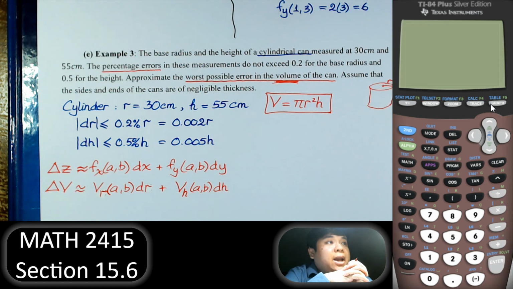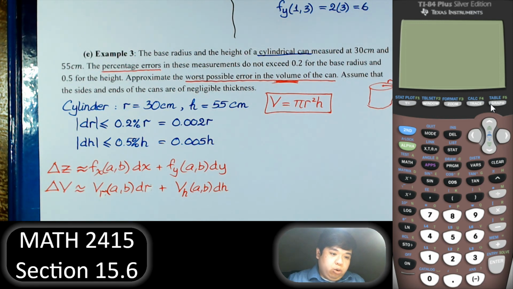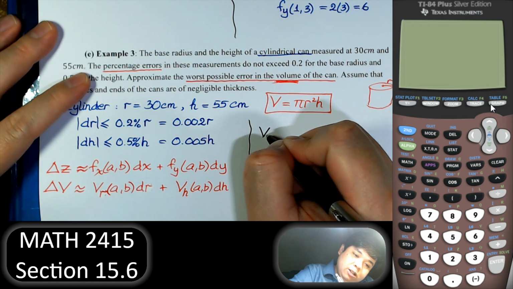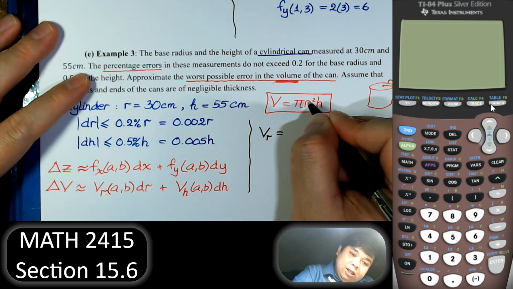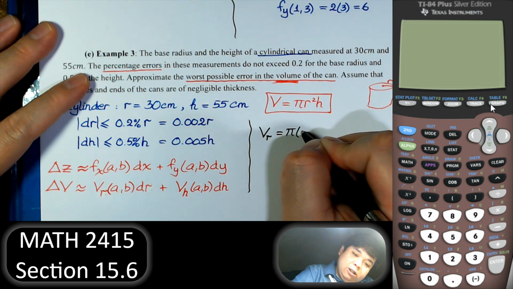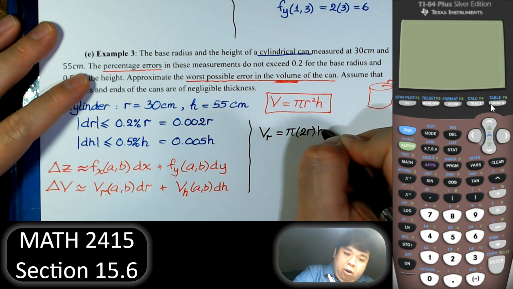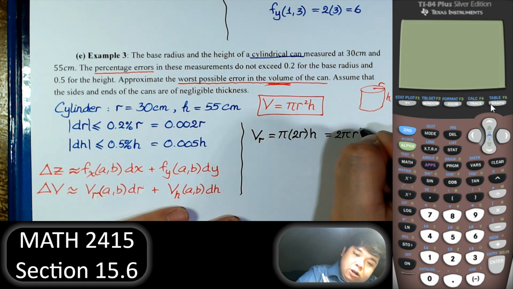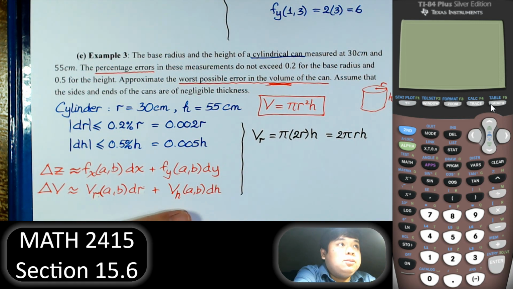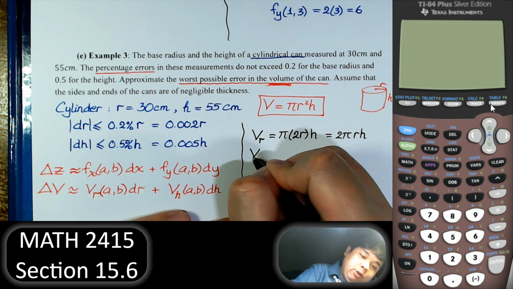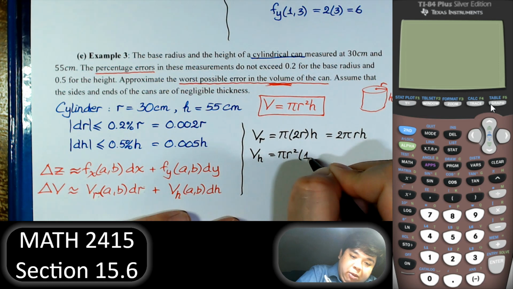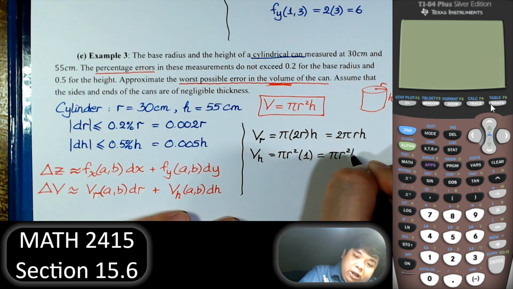Now, let's find the partial derivative. The derivative with respect to r is only r here. Pi and h are constant, so we have 2 pi r h. And the derivative with respect to h: the only variable is h there, pi r squared is constant. The derivative of h is 1, so pi r squared.